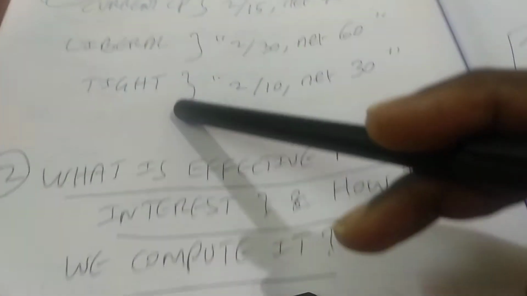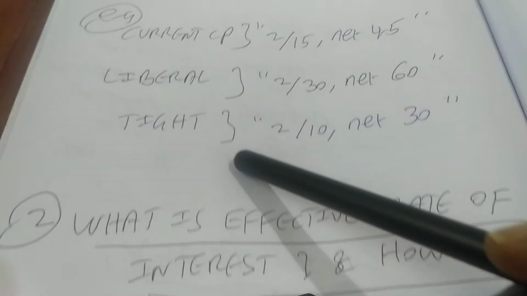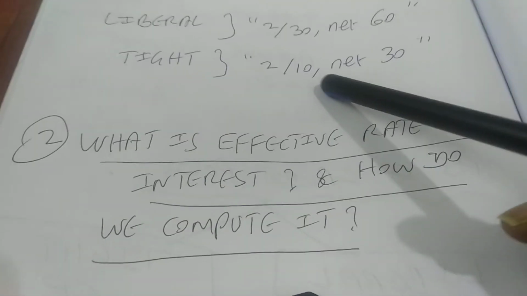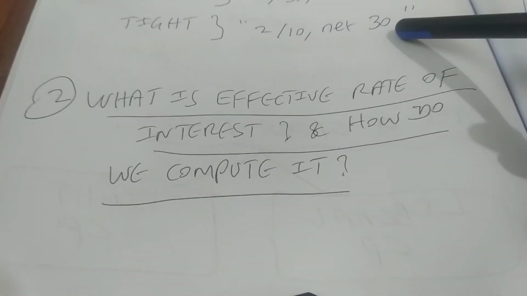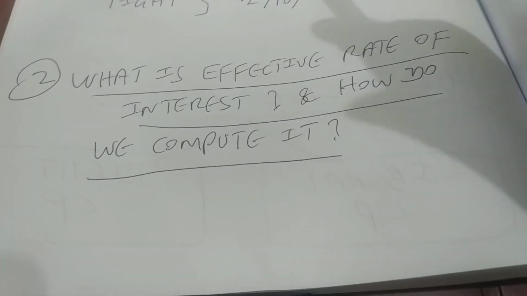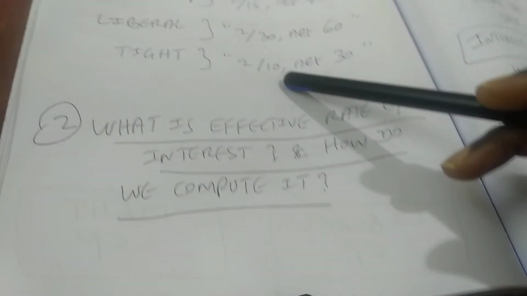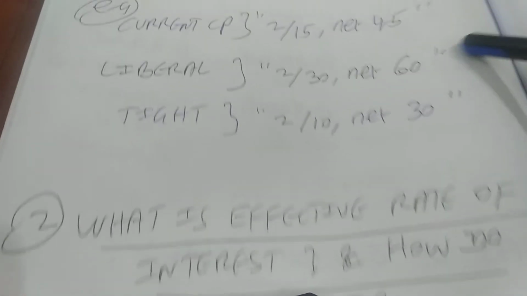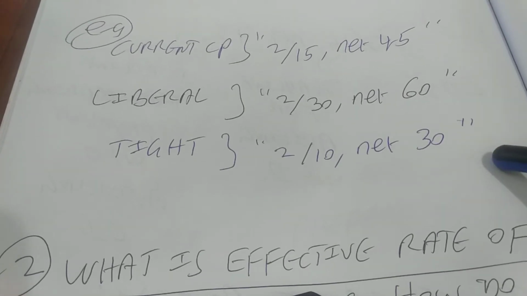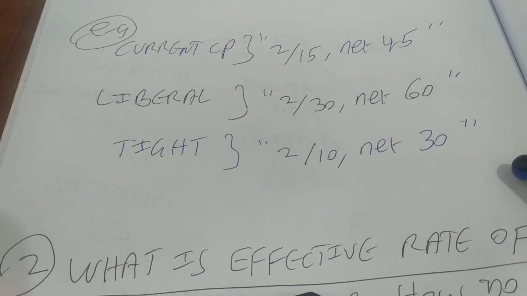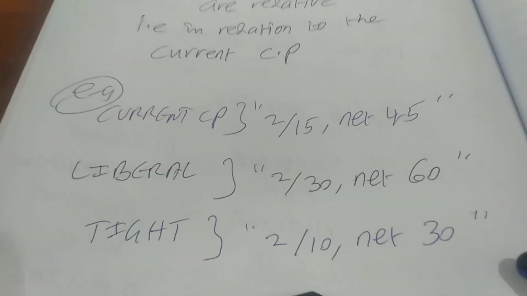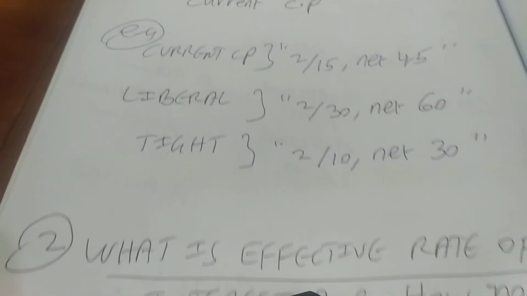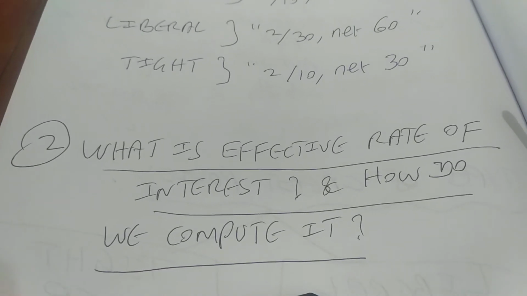And the opposite of that is tight or stringent credit policy. Example is 2 by 10 net 30. So that means the number of days are reduced from 15 to 10 for availing discount, and the number of days is also reduced from 45 to 30 in order to make the payment, right? So this is what your liberal and tight credit policy are all about.